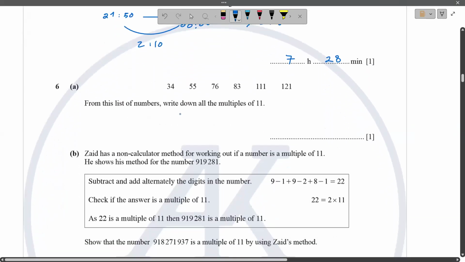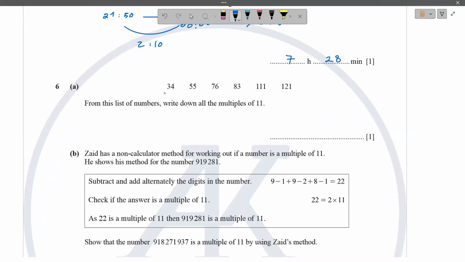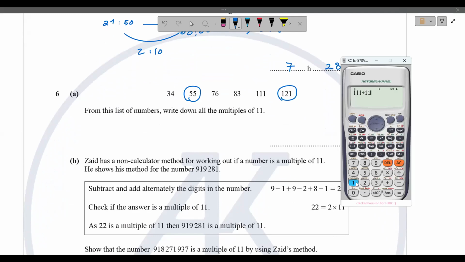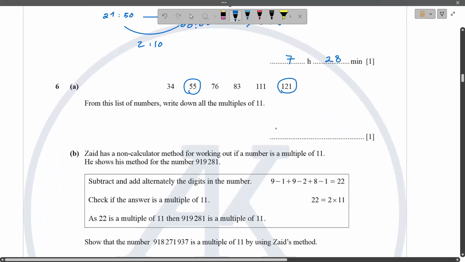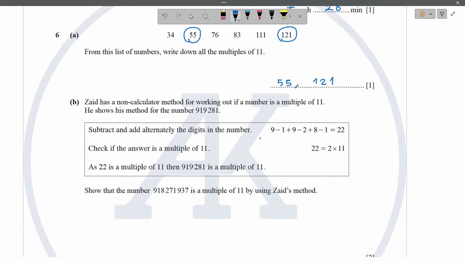From this list of numbers, write down all the multiples of 11. So multiples of 11, it's 55, 121, we know. If you want to check 111, it's okay, divided by 11, it's not a multiple of 11. So we have 55 and 121.